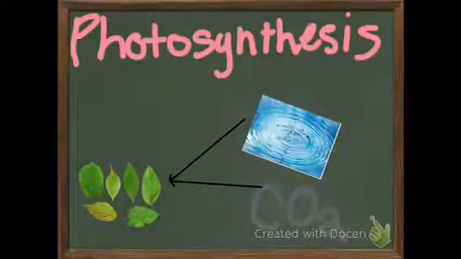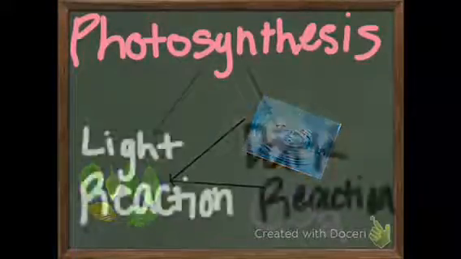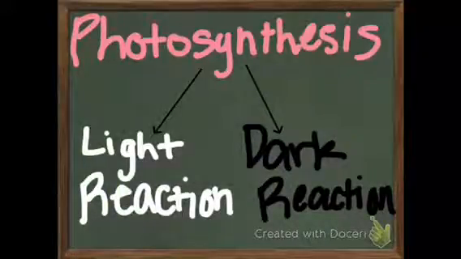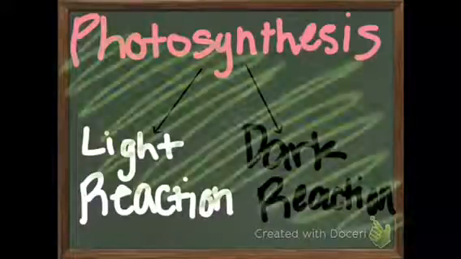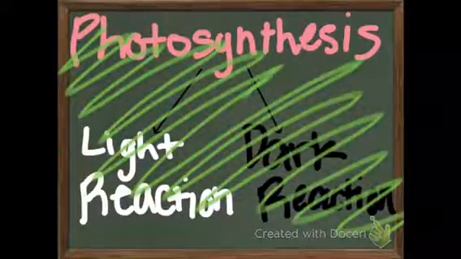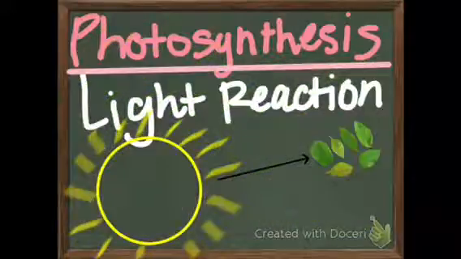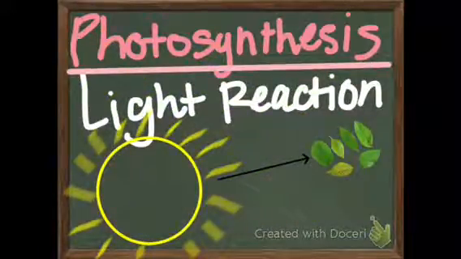Photosynthesis is when plants take in water and carbon dioxide. Photosynthesis occurs in two forms, light and dark reaction. They both occur in the chloroplast of cells. Light reaction requires light from the sun and water for plants. The ultimate source of energy is the sun.